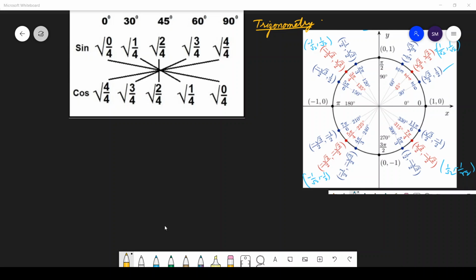So students, in the last class we just derived how to find the values, multiples of 30, 40, 60. Now there is this simpler way of learning and writing the values of sine theta.